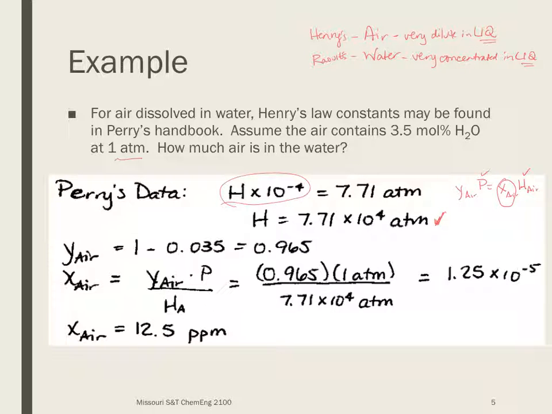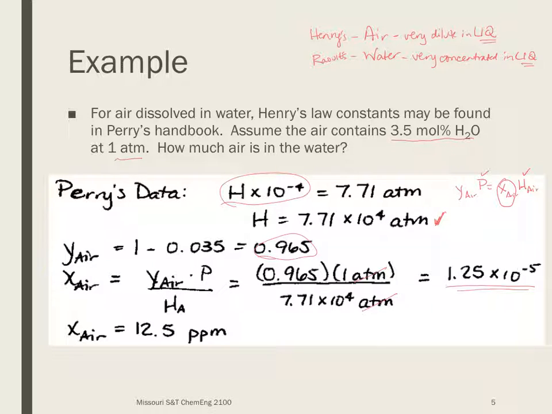I have P and H. I also almost have Y for the air. It says the air contains 3.5 mole percent H2O. Therefore, the balance should be air. So 1 minus 0.035 means Y for the air is 0.965. So substitute these numbers in to solve for X for the air. I find 0.965 times 1 atmosphere over 7.71 times 10 to the 4th atmospheres. Make sure your units cancel. They have to cancel. And I end up with mole fraction for air in the liquid of 1.25 times 10 to the minus 5th.